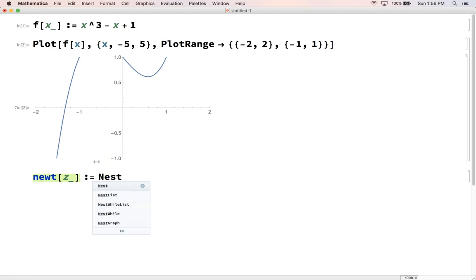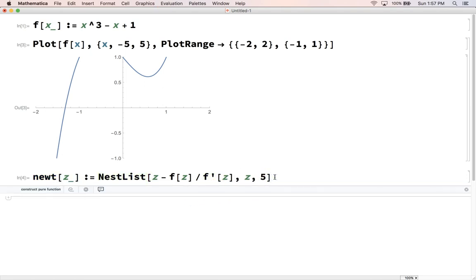So what's this going to look like? Let me do a NestList, and I'm going to apply Newton's method 5 iterations. So that's what this 5 stands for. My starting value is going to be z, the input to this function that I'm writing. And here I have to write some pure function that represents Newton's method. So remember what Newton's method looks like. If you start with z, then you want z minus f of z over f prime of z. But we can't do it this way. Let's try this and see what happens.